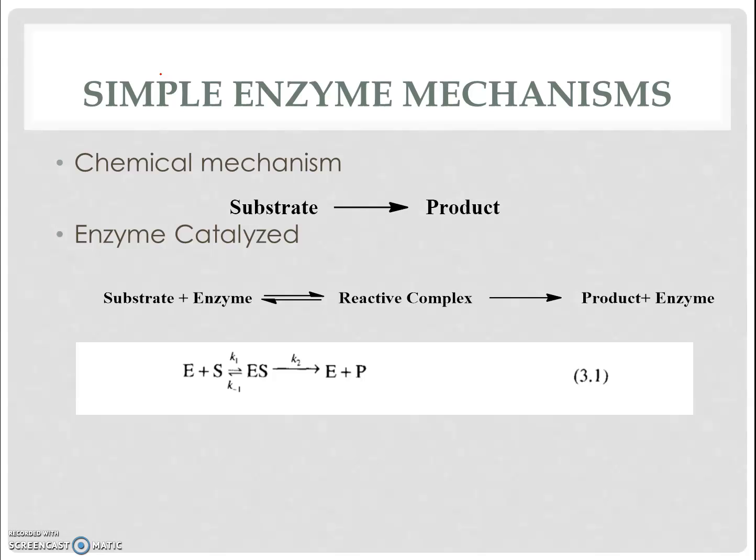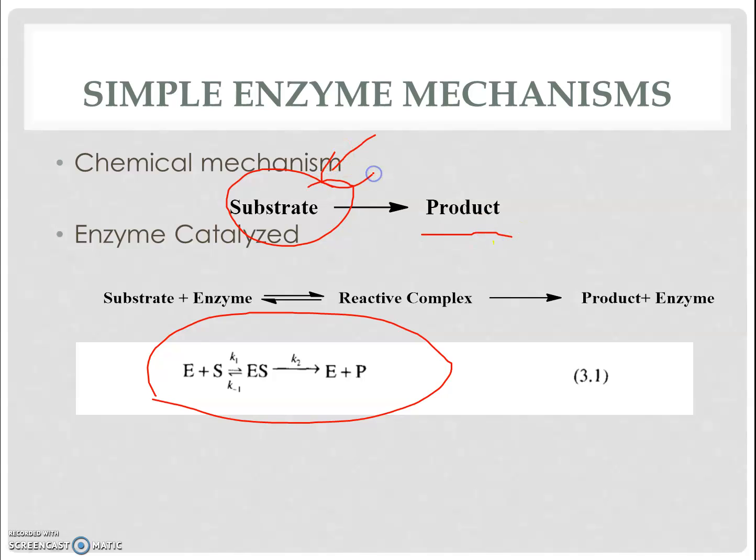Okay, this is a simple enzyme mechanism, the general enzyme mechanism, reaction equation. In chemical mechanism, we know that the substrate will produce product. Substrate here means the reactant, right? For the enzyme catalyst, we have substrate and we need enzyme in order to produce product. But there will be an intermediate here, which is called the reactive complex. This reactive complex is this one, ES.